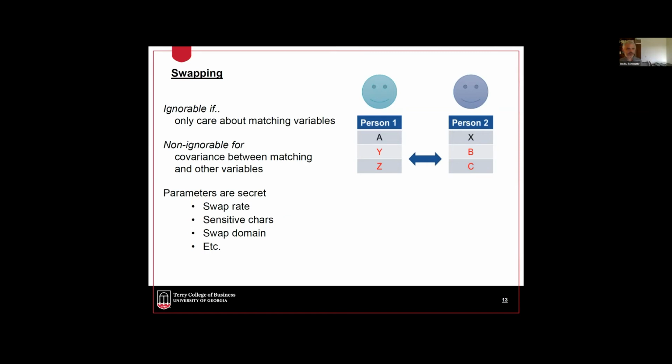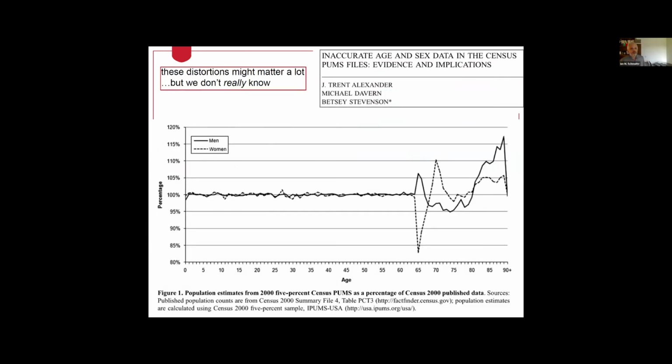And once again, the parameters of this process are secret. In fact, they're kept secret deliberately because it's believed that publishing information about these parameters would allow attackers to undo the privacy protection that's built in. So this is unlike formal privacy models, where the whole point is that the methods can be made transparent, which then facilitates privacy-aware analysis. So these distortions might matter a lot, but we don't actually know because we don't know anything about the model. We don't know too much about the error that they introduce into the data.